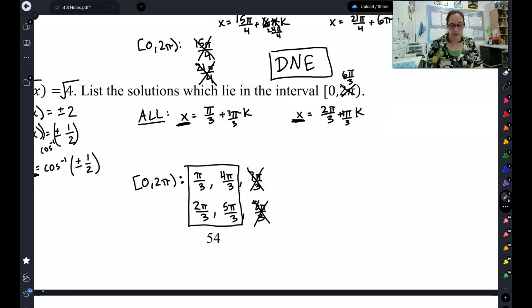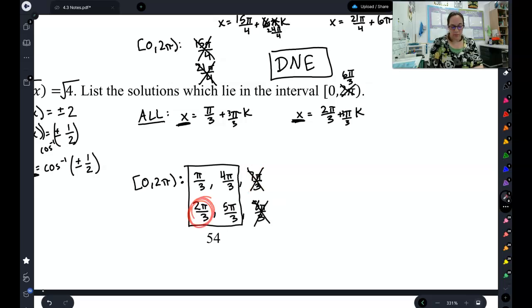However, I want between 0 and 2 pi, so I changed everything to thirds. So 2 pi becomes 6 pi thirds, and pi becomes 3 pi thirds. And then I started listing them. So pi thirds is my first one, and then I added 3 to the numerator to get 4. 4 is still less than 6, so I keep going. Add another 3 to the numerator to get 7. 7 is bigger than 6, so I'm done.